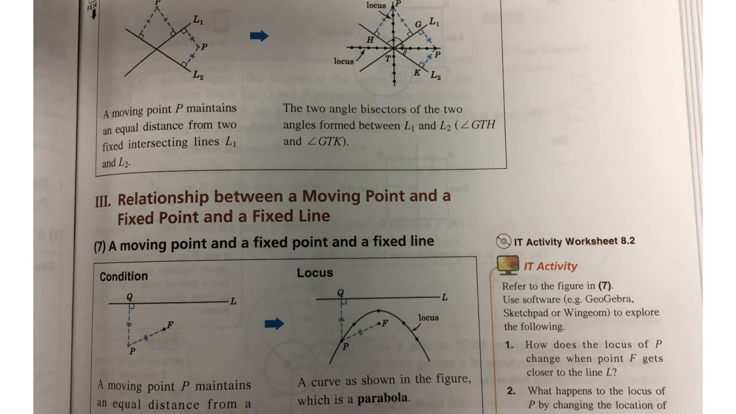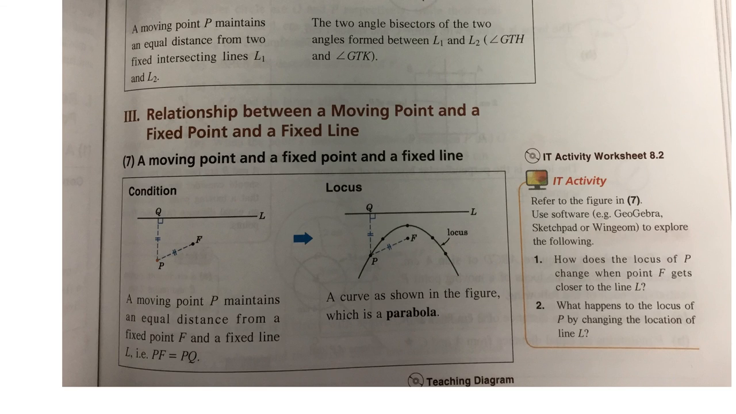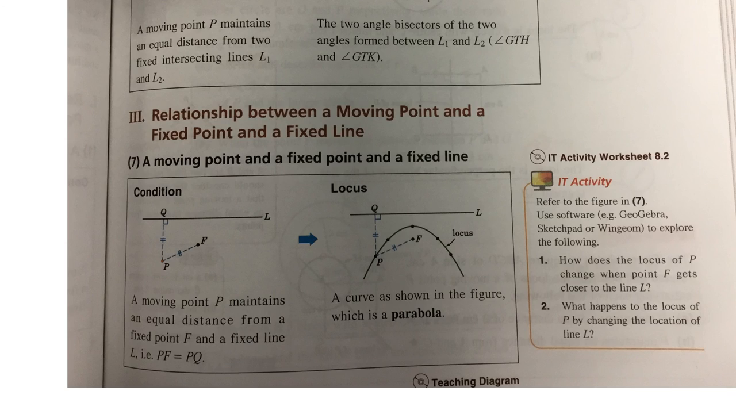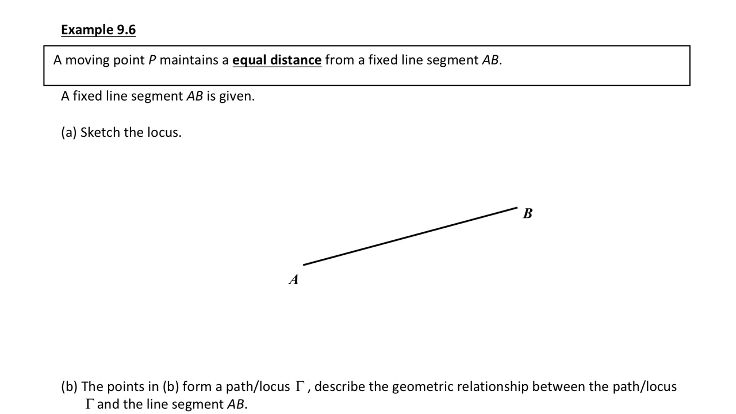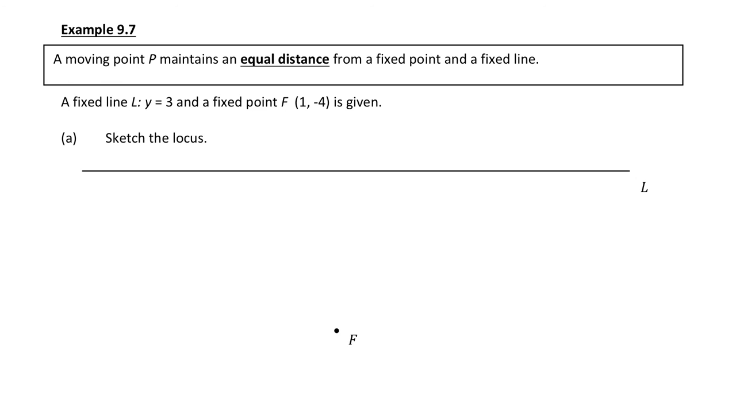If you forgot to bring your textbook, maybe you can refer to the situation on the screen and the instructions. Maybe you can pause the video, which is related to the moving point of two intersecting lines. And then the last example is a moving point, a fixed point and a fixed line. Okay, with these three examples, try to complete example 5, example 6, and example 7. We'll try to finish these three examples. Let's discuss in our lesson.